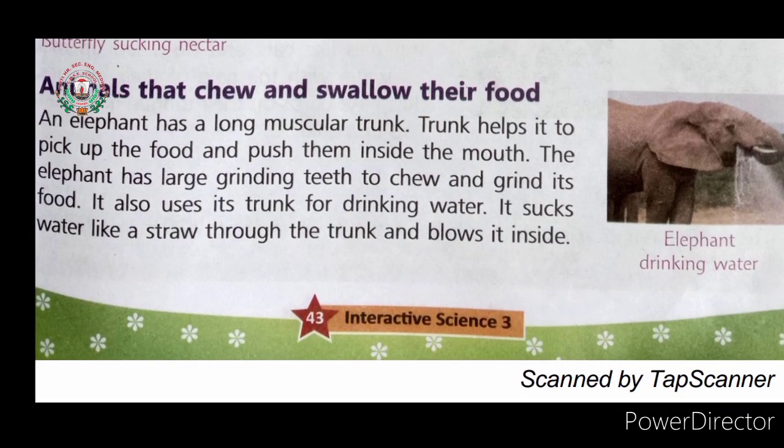Now the next one is animals that chew and swallow their food. An elephant has a long muscular trunk. The trunk helps it to pick up the food and push it inside the mouth. The elephant has large grinding teeth to chew and grind its food. It also uses its trunk for drinking water. It sucks water like a straw through the trunk and blows it inside.